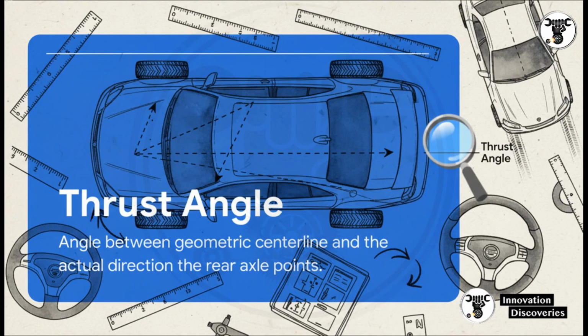Remember how we just said to establish rear toe before front toe? Well, this is exactly why. Rear toe establishes the thrust line, which is the actual direction the rear axle is trying to drive the vehicle. Your front wheels have to steer relative to this thrust line, not just the geometric center of the car. If you fail to measure and correct the thrust angle, that's exactly how you end up with a car that dog tracks or crab walks down the highway and leaves you with a steering wheel that's permanently off-center.